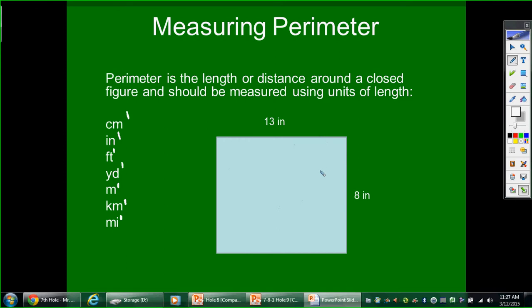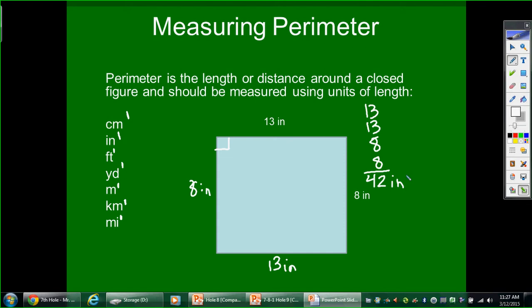In the rectangle that you see here, you see 4 congruent right angles. You see 2 pairs of parallel sides. If this side is 13, this side is 13. And if this side is 8, this side is 8. So I look at the rectangle, and the perimeter would be 13 plus 13, which is 26, plus 8, which is 34, plus 8, which is 42. So my perimeter here would be 42 inches.